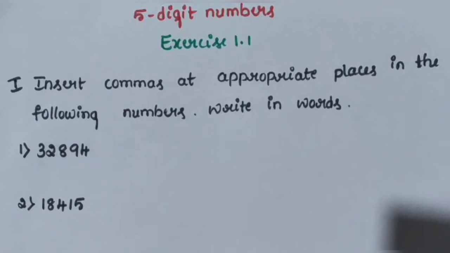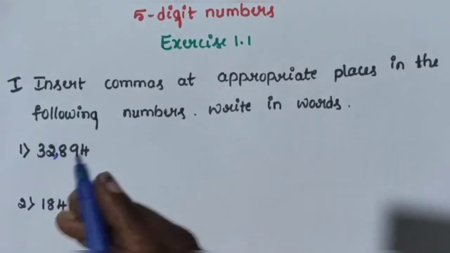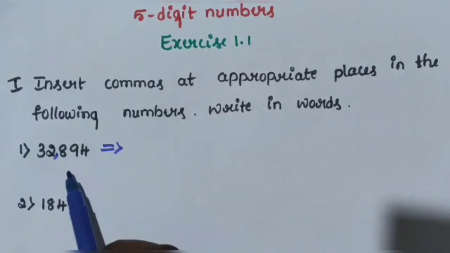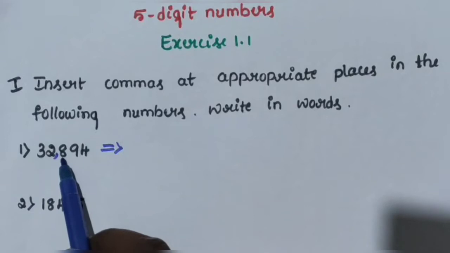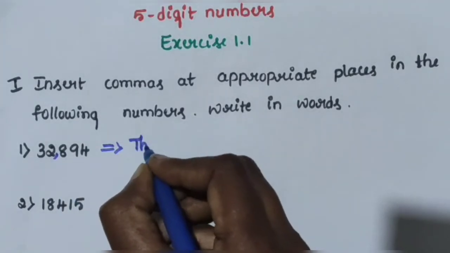32,894. First, insert commas. A comma is applied after the hundreds place, at 3 digits from the right side. You need 10, 100, 1000, 10,000. Then 4 is the units place, 9 is the tens place, 8 is the 100s place, 2 is the 1000s place, and 3 is the 10,000s place. Then 32,894. Write in words.